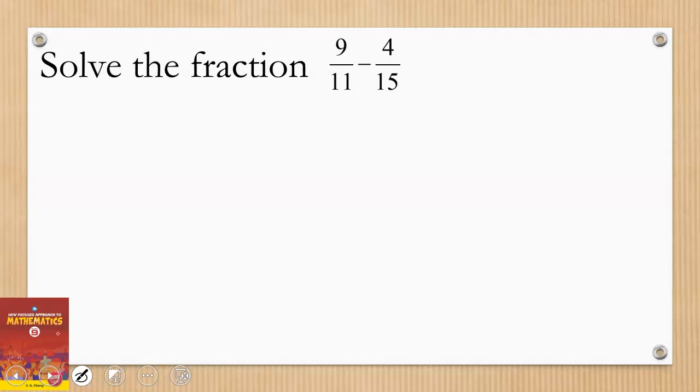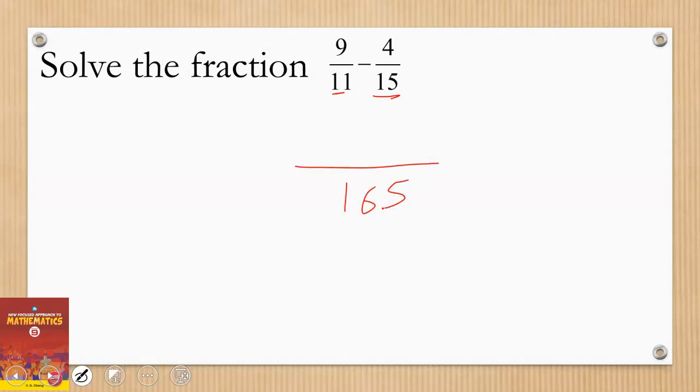For example, if I say solve this fraction, 9/11 minus 4/15, what will be the result? The easy way out is to find the LCM when we don't have the same denominators. So find the LCM here. You find a number that 11 can divide and 15 can divide. The easy way out will be just multiplying 11 times 15, and that gives you 165.